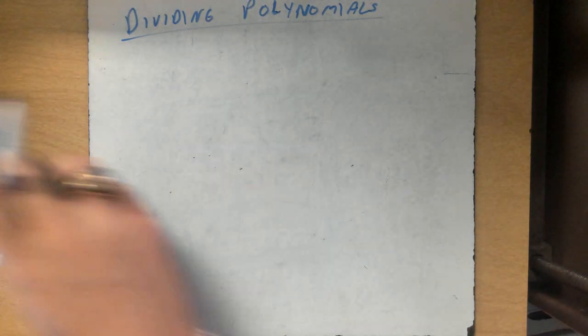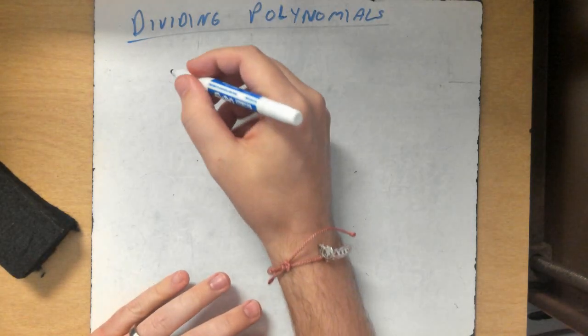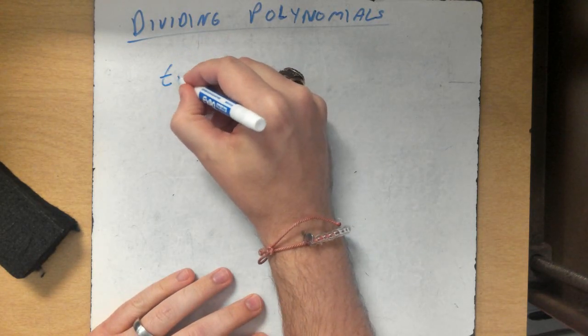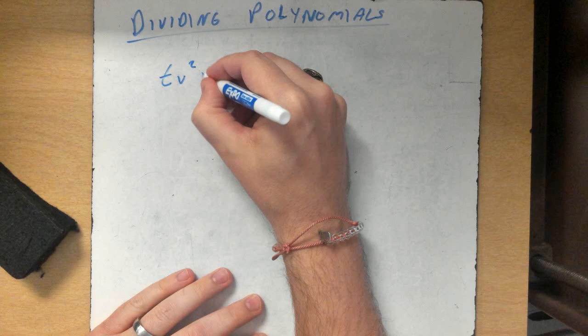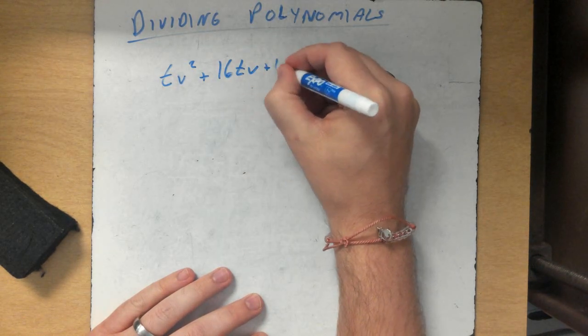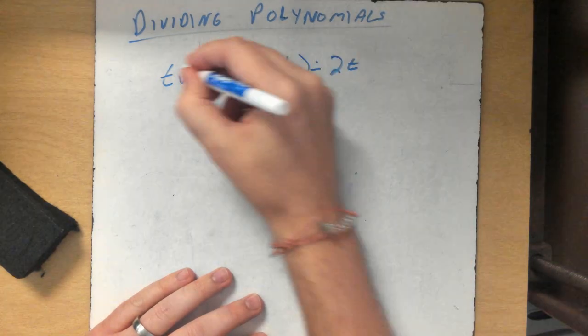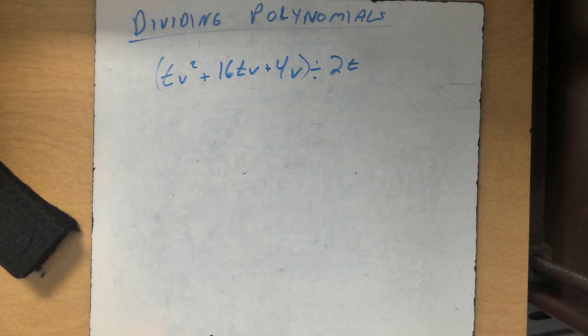Let's do one more example here. Now, sometimes when you're solving problems that divide exponents, you're going to see it in a different way. You may see it written as such. Let's do tv squared plus 16tv plus 4v, divided by 2t. Okay. Now, if you see it this way, you may think, "Oh my gosh, this is crazy."